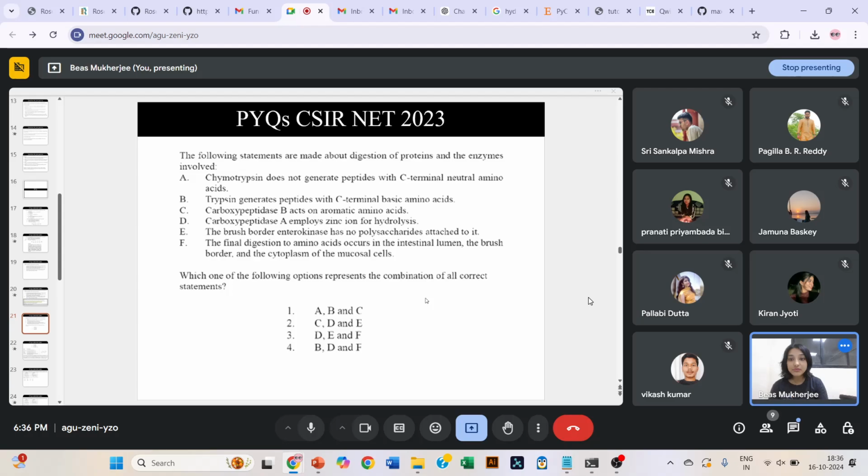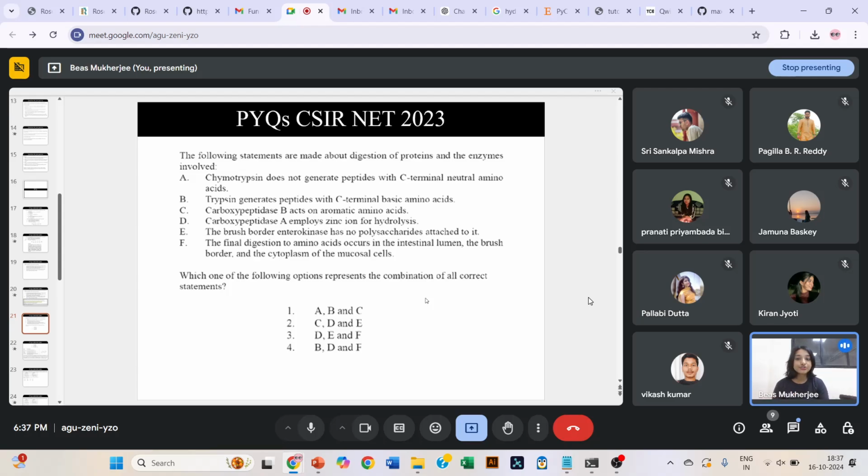Now see, carboxypeptidase A employs zinc for hydrolysis. This is why we had these metal ions and all these enzymes that are important, that require metals for their activity. Right, so it's important to know that too. Now the brush border enterokinase has no polysaccharides attached to it. For this you will have to know physiology. Okay, what is there in your intestine and digestive system. So when you study that, you will possibly remember this.